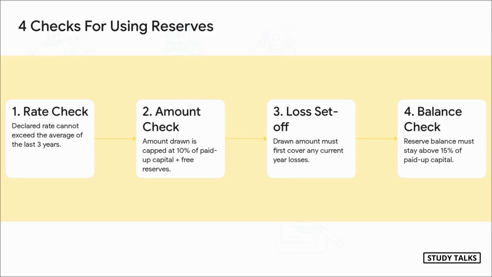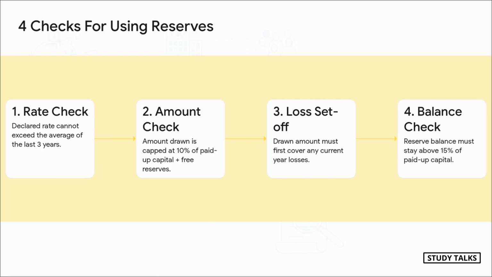First up, the rate check. Whatever rate of dividend you declare, it can't be higher than the average rate you declared in the last 3 years. Second, the amount check. The total cash you actually pull from your reserves can't be more than 10% of your paid-up capital plus your free reserves. Third, loss set-off. If you have a loss this year, the money you draw has to first be used to wipe out that loss. Only what's left over can be used for the dividend.